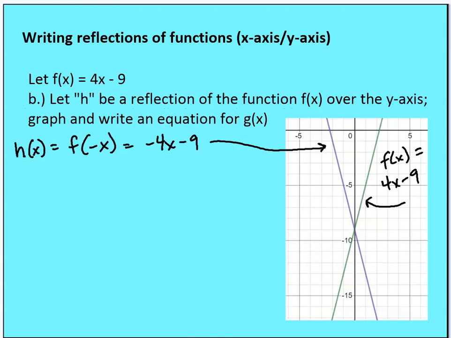All right, so next for B, we're going to reflect over the y-axis here. So now I'm making h of x, which is f of negative x here. So again, when I reflect over the y-axis, I'm just changing the sign of the terms that have x. So it becomes negative 4x minus 9 here, and I've graphed the two. My original function, 4x minus 9, and then my reflected function over the y-axis, negative 4x minus 9.